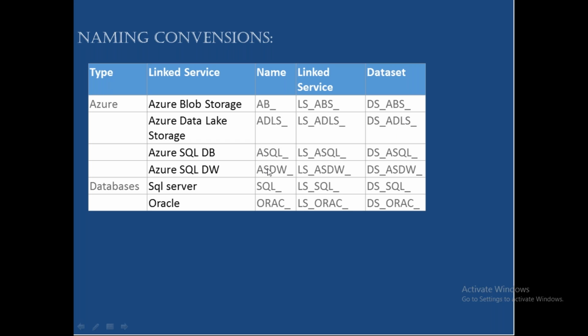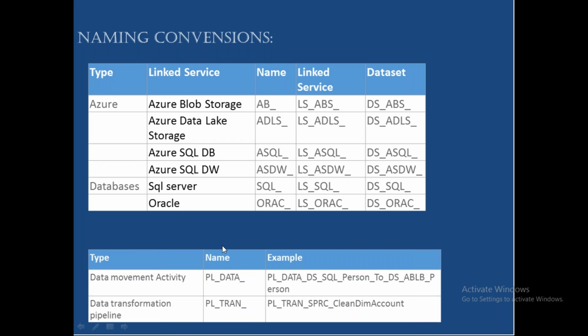Next, Azure SQL DB: a linked service for Azure SQL and a data set for Azure SQL. For SQL data warehouse, Azure SDW, a linked service for Azure SQL DW. If you have on-premise sources, ls underscore SQL, ls underscore Oracle, something like this, because it's not Azure, right? That's why A does not come in front of these names. This is how you need to follow the naming convention for your linked services and data sets.